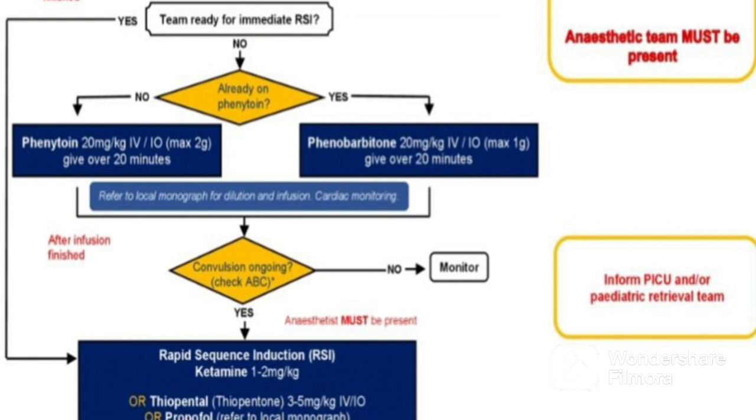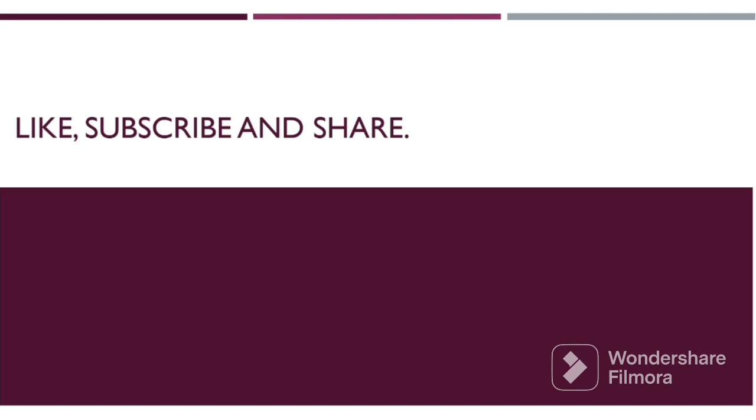In case the fits still don't settle, then it is recommended to have the anesthetists go for rapid sequence induction with ketamine 1 to 2 mg per kg. And in the case that the team is not ready for immediate RSI, you can start either a phenytoin or a phenobarbital infusion while you wait. In case the seizure stops with just that, you can avoid going for ketamine, stabilize the patient, and then shift your focus from emergency to long-term management of the patient. That we will cover in another lecture.